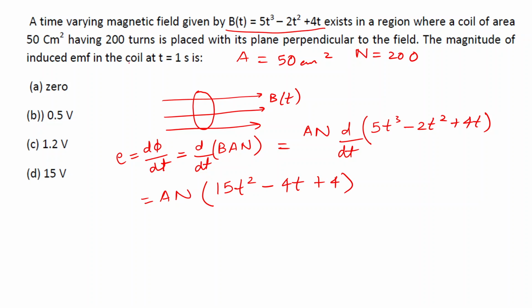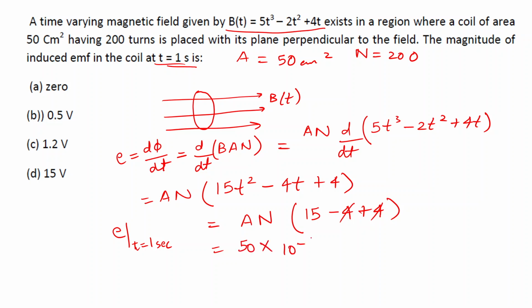Now we need to find out the EMF induced at t equal to 1 second. That will be A times N, and when we substitute t equal to 1, it will be 15 minus 4 plus 4. And putting the values of A and N, A is 50 centimeter square, that in meters is 50 times 10 to the power minus 4 meter square. Number of turns is 200, multiplied by 15.